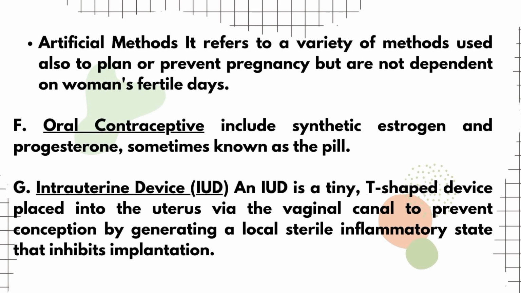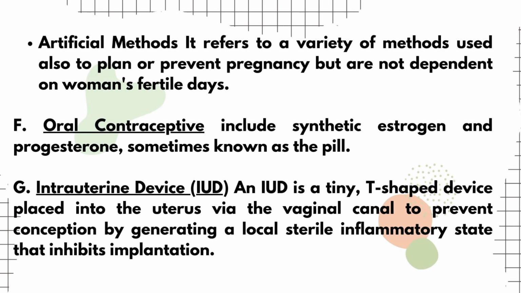So the second type of contraceptive methods is the artificial method. It refers to a variety of methods used also to plan or prevent pregnancy but are not dependent on the woman's fertile days. The first type of artificial methods is the oral contraceptive. It includes synthetic estrogen and progesterone, sometimes known as the pill.